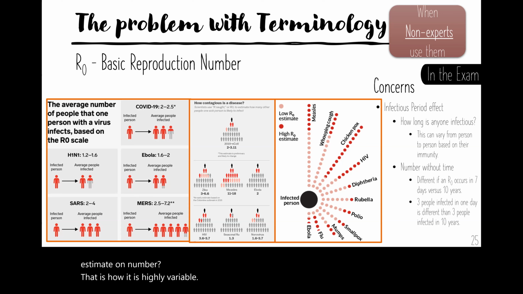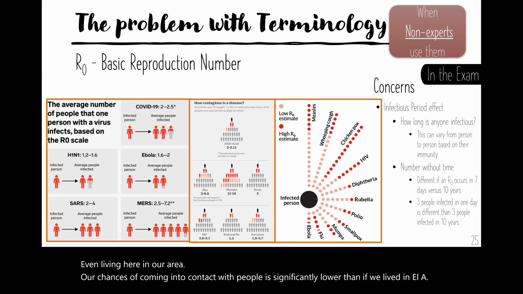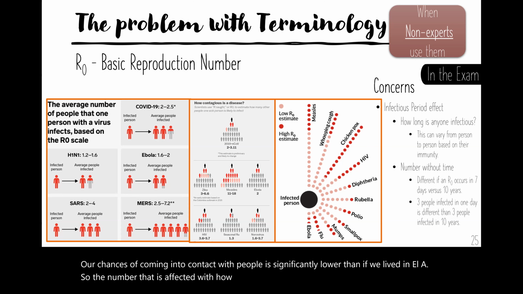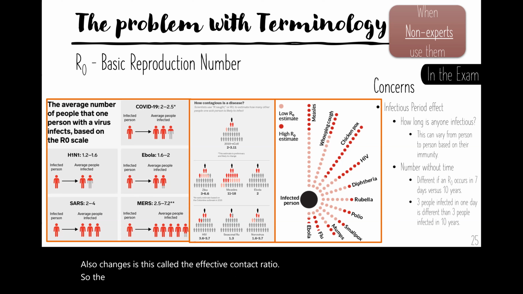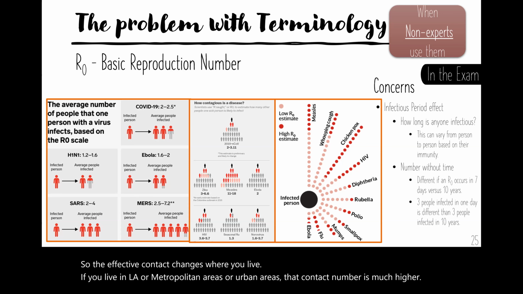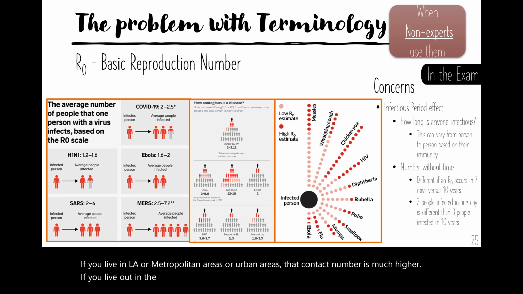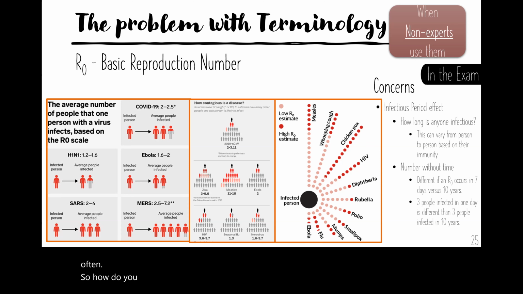Even living here in our area, our chances of coming into contact with people is significantly lower than if we lived in LA. So the number that is affected with how many contacts you have, how many successful contacts, also changes. This is called the effective contact ratio. So the effective contact changes where you live. If you live in LA or metropolitan areas or urban areas, that contact number is much higher. If you live out in the boonies, for example, you may not come into contact with people too often. So how do you get somebody a number that is highly variable?